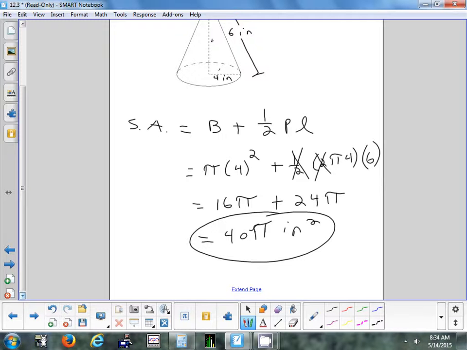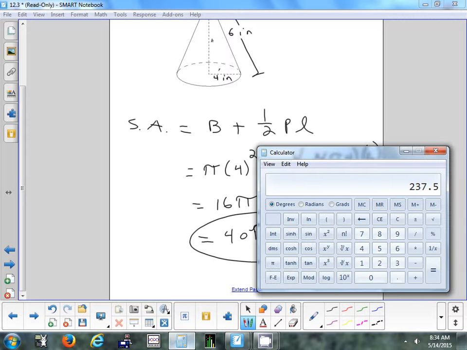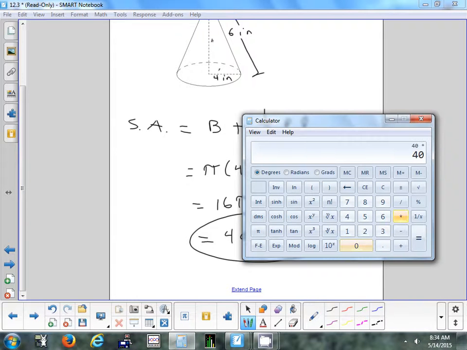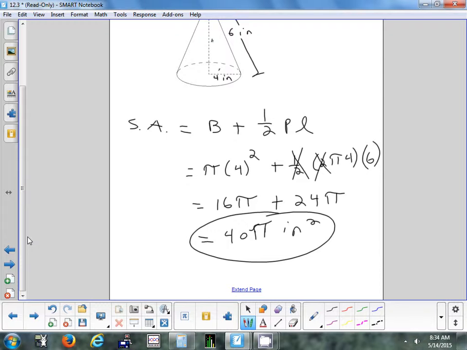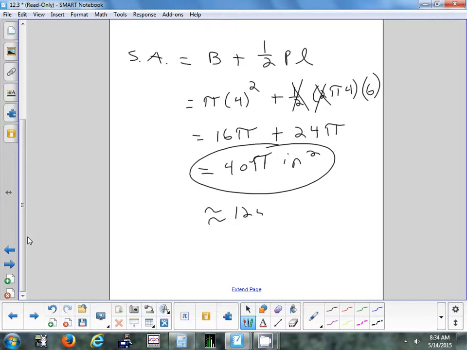Okay. If they wanted it as a decimal at the last step, I would now just type in 40 times pi. I'd rather you use the pi button on your calculator. I know on MCAS they say to use 3.14. But for the tests in here, just stick with the pi button. It's about 125.66. Exact, and then approximate. Okay, any question on that one?